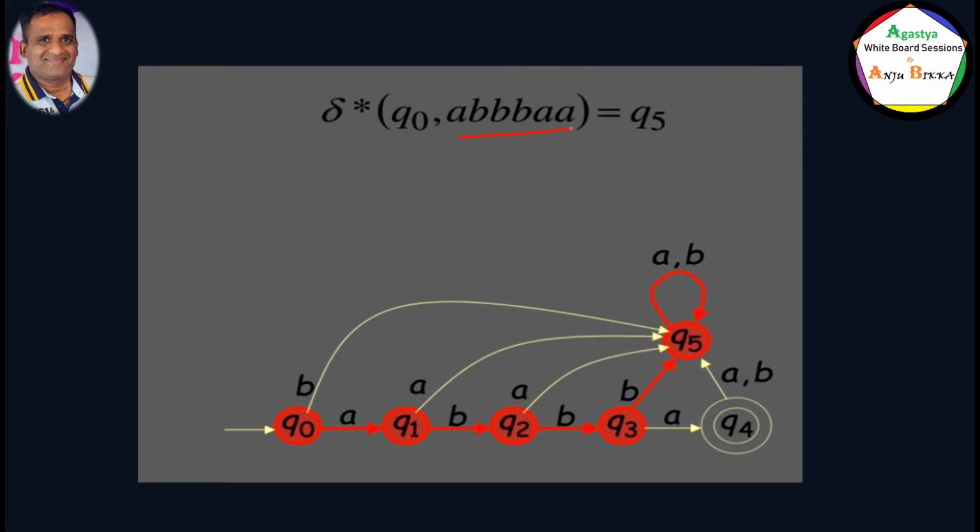Now in the same fashion, we can see delta star of Q naught, A, comma, the remaining input string BBAA. Now this is giving Q1. Now Q1 with delta star of BBA, B, and A. You can carry on. But when the end of input is reached, it ends up in Q5.